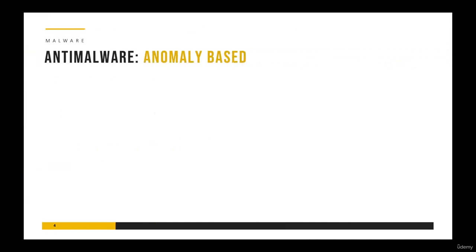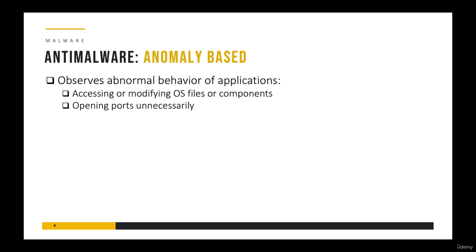The second category of anti-malware uses anomaly-based detection techniques. They're quite different from signature-based anti-malware because they don't rely on the detection of signatures in viruses. What they do is first create a baseline of your system, which is the normal behavior of applications and other services on your system.